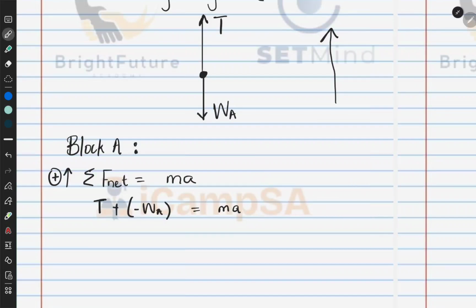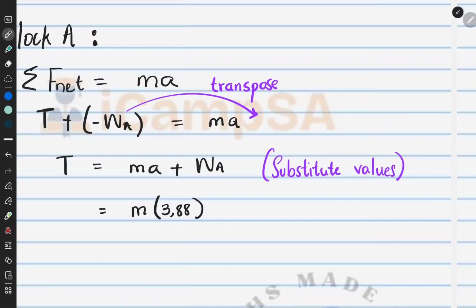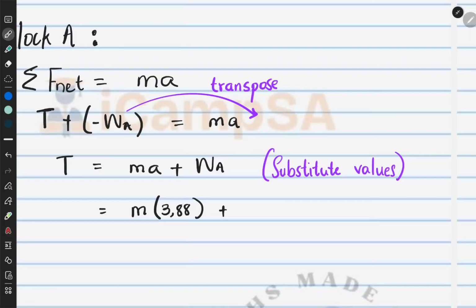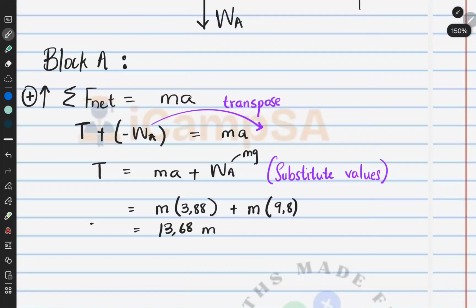Okay, let's continue. So I have transposed my weight and I can now substitute values. This is mg, right? So weight, remember, weight is mg. The mass I don't know, so that's what we're looking for, and then the g is always 9.8. It's a constant. This gives me 13.68 m. Okay, so that's my T.